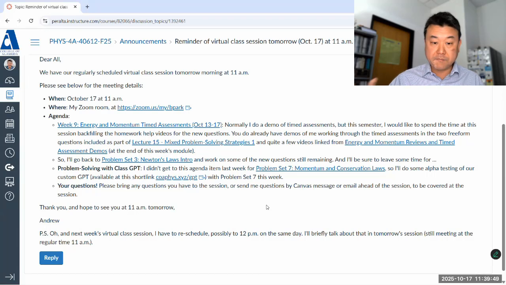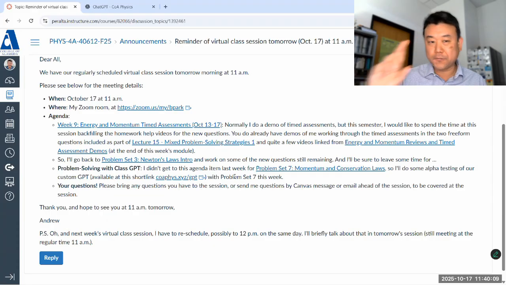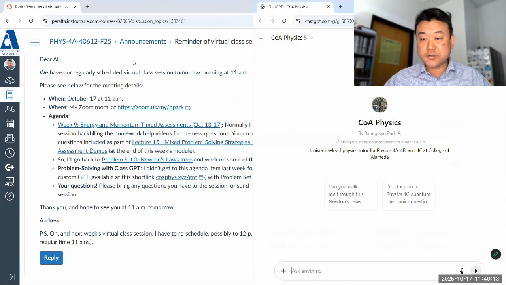All right, so with that, let me spend the rest of the time, about 20 minutes, just continuing to alpha test our class GPT that's available at the short link, CoAphys.xyz/GPT. I updated this, I think, 2 weeks ago, but I didn't get to alpha test this last week, so hopefully it was working reasonably fine.